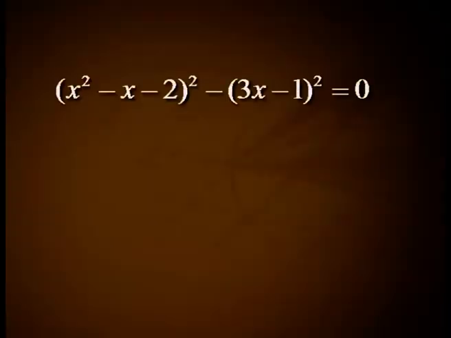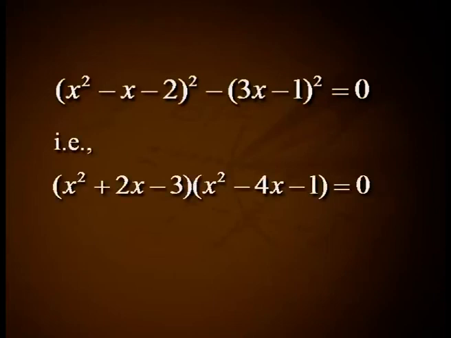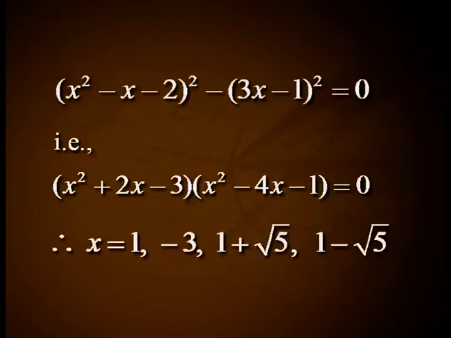So, the quartic equation reduces to (x² − x − 2)² − (3x − 1)² = 0. That is, (x² + 2x − 3)(x² − 4x − 1) = 0. Therefore, x equals 1, −3, 2 plus root 5, 2 minus root 5.